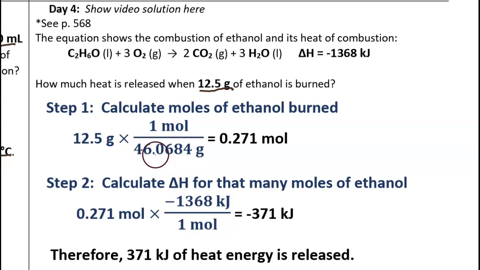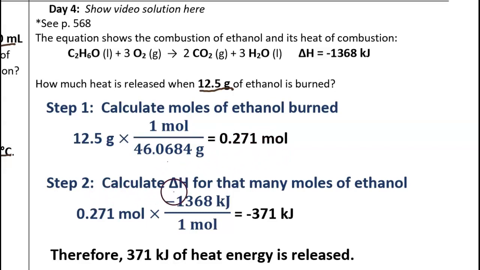Ethanol weighs 46.06 grams. I got that by looking on the periodic table. Carbon times 2, hydrogen times 6, and 1 oxygen. Add that all up. It's 46.06. When you work this out, we find out we have 0.271 moles of ethanol.